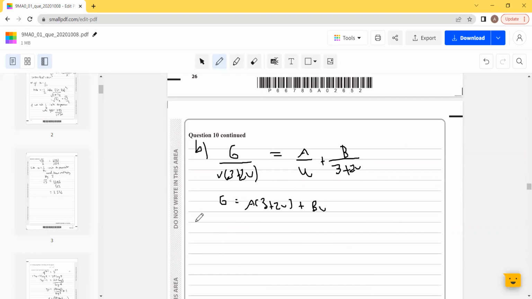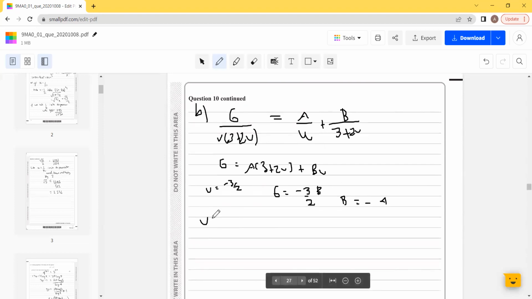Okay, and now I'm going to say that when u is equal to minus 3 over 2, this will help us find b. So 6 is equal to minus 3 over 2 b. Okay, so b is minus 4. And u equal to 0 helps us find a. So 6 is equal to 3a. So a is equal to 2. So now I can integrate it.